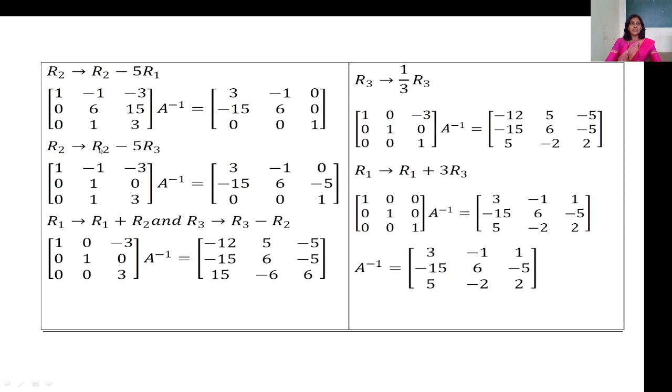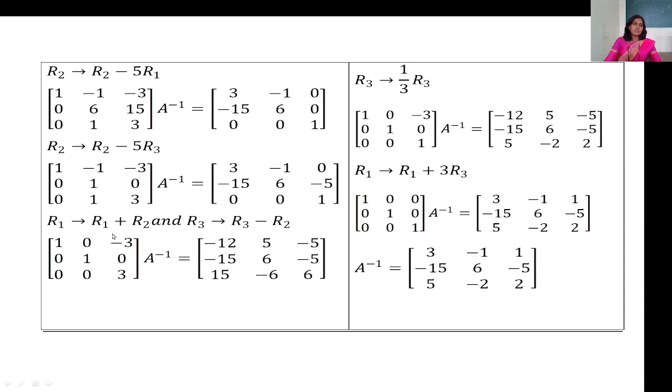Now here R2, what is R2? R2 is 6 and minus 5 into R3 is 1. 6 minus 5, that is 1. 15 minus 15, that is 0. Then minus 15 and 0, that is minus 15. Then 6 and minus 0, that is 6. Here 0 and minus 5, so here is minus 5.